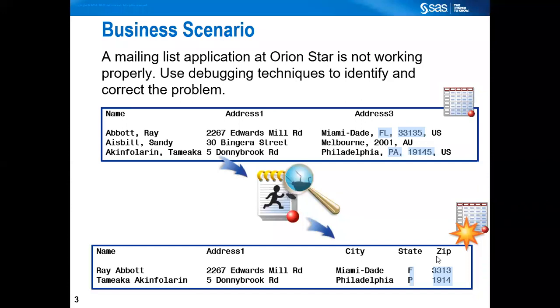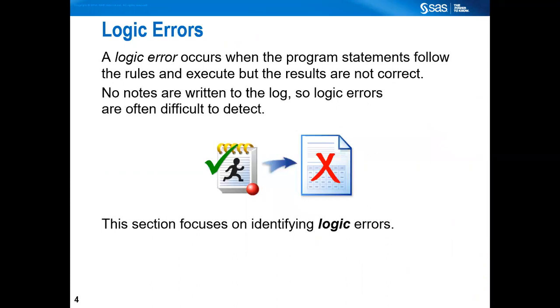What could you see here? Yes, they're truncated, absolutely correct. The values are truncated. So though you might have given the correct instructions to extract the values, they are not appearing correctly in your output. Okay. So this is where logic errors come in. A logic error occurs when the program statements follow the rules and execute, but the results are not correct. There are no notes given in the log. So logic errors are often difficult to detect in this case.